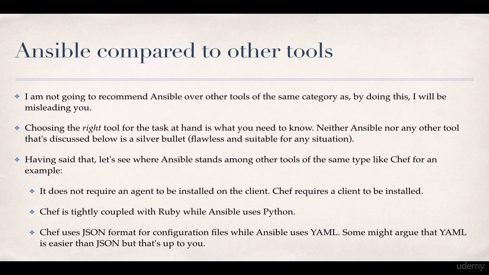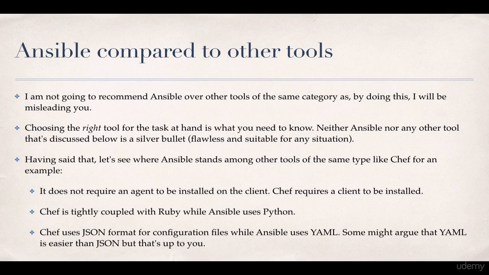Neither Ansible nor any other tool discussed below is a silver bullet. A silver bullet, if you haven't heard this term before, refers to something that is flawless and suitable for any situation. No configuration management tool, actually no DevOps tool of all the tools available for this methodology, is a silver bullet. You have to choose the right tool for the right project. Having said that, let's see where Ansible stands among other tools of the same type, like Chef for example.